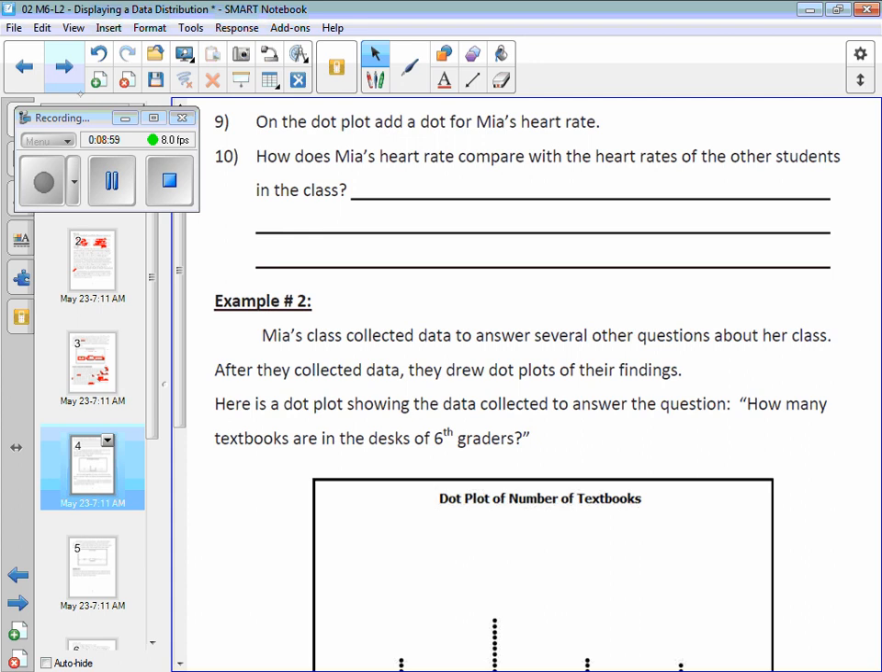Now you got to compare it. How does Mia's heart rate compare with the heart rates of the other students in the class? Is it typical? No. Is it on the high end? Is it on the low end? It's on the low end because only maybe one or two other people have low heart rates in that range. So it's almost the lowest, but not quite exactly the lowest, right? Almost the lowest.